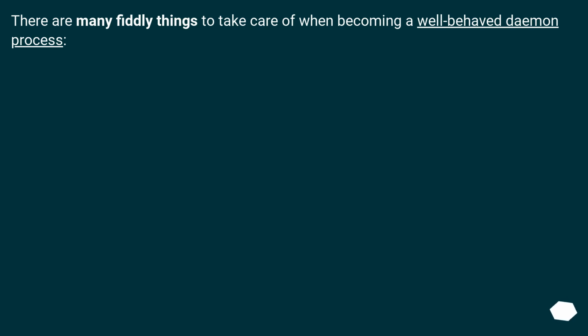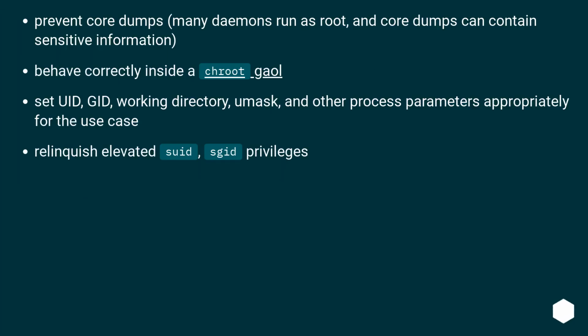There are many fiddly things to take care of when becoming a well-behaved daemon process. Prevent core dumps. Many daemons run as root, and core dumps can contain sensitive information. Behave correctly inside a chroot jail. Set UID, GID, working directory, umask, and other process parameters appropriately for the use case.